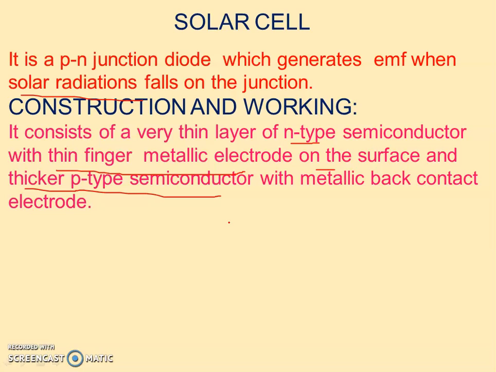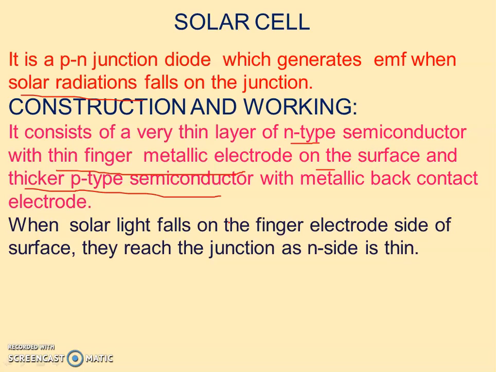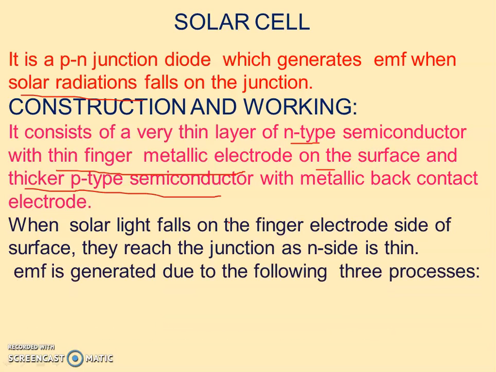In a normal diode, what happens? The thickness of both sections will be the same, P-type and N-type. But in a solar cell, N-type has the smaller thickness. When solar light falls on the finger electrodes side of the surface, it reaches the junction. Actually, what is our purpose? Our purpose is to send the solar light to the junction. For that, we make N-type very thin.